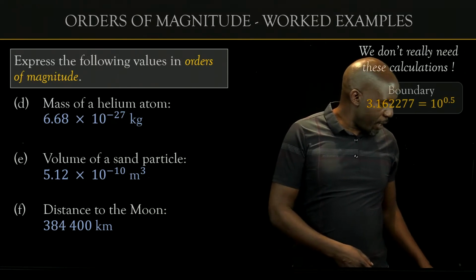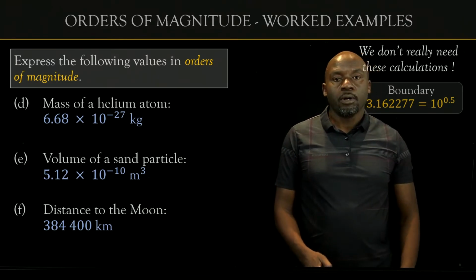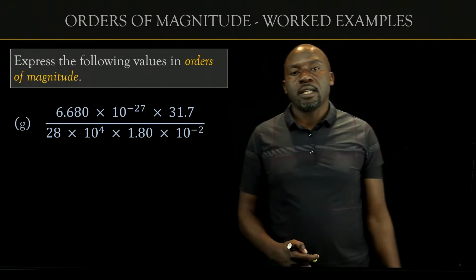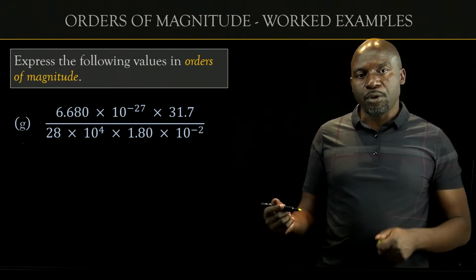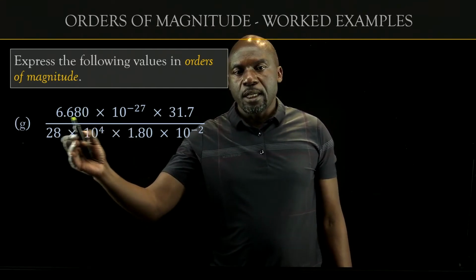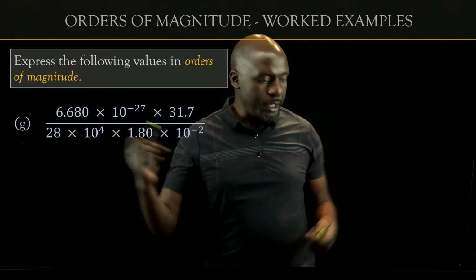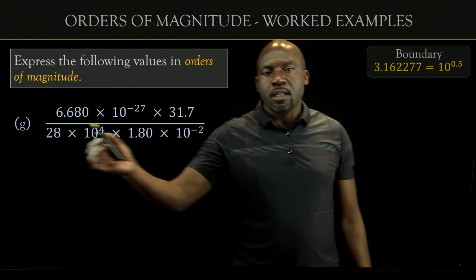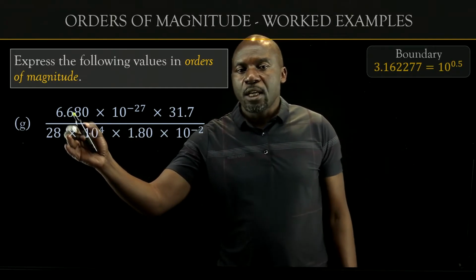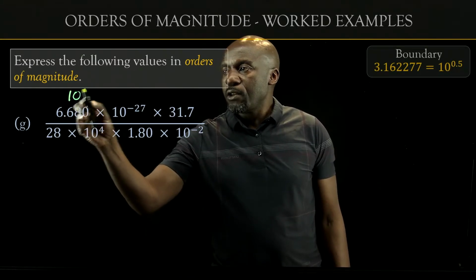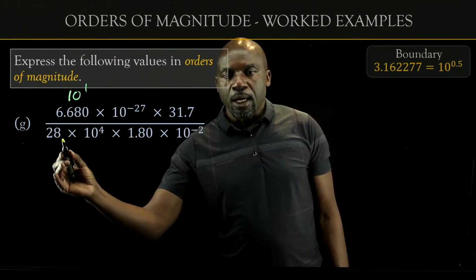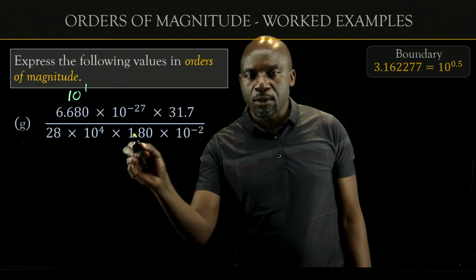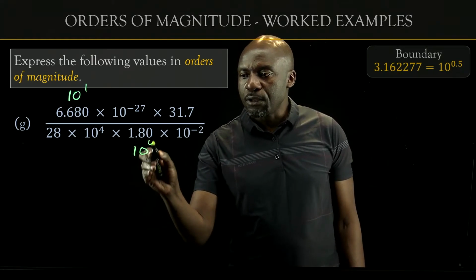Let's see this in other questions as well. Here is an expression. We want to find this in scientific notation. The first thing we do, I look at that there and I can see this is 6.68. It's greater than 3. I believe I have that figure still added there. There you go. This is greater than 3.16, so immediately I'll write this as 10 to the power of 1. This one here is less than 3.16, so this is going to be 10 to the power of 0.